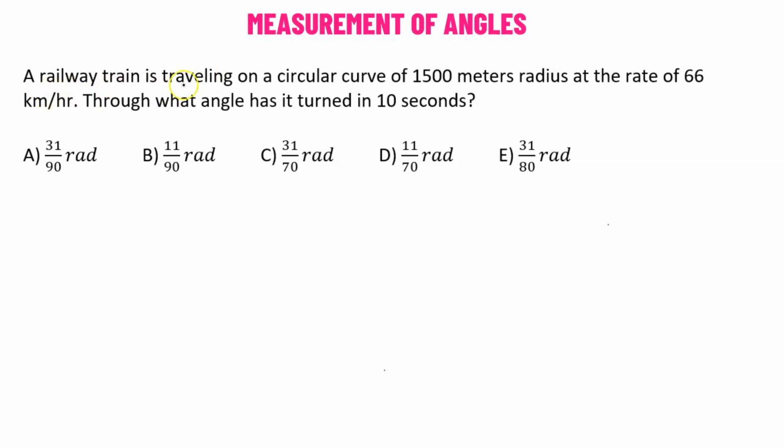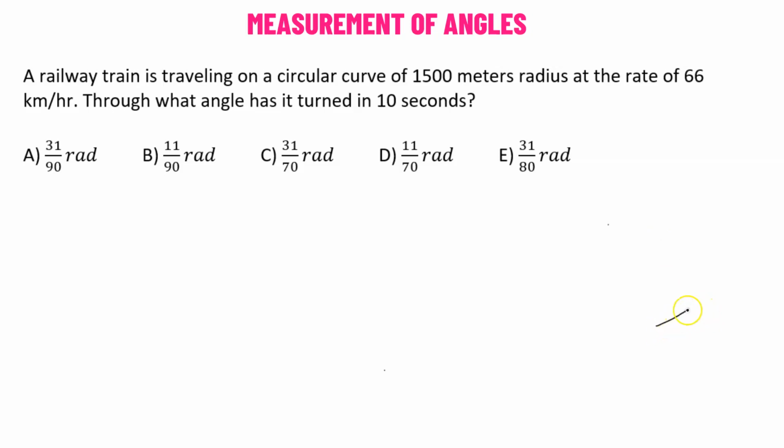So here we have a railway train that is traveling on a circular curve of radius 1500 meters with a speed of around 66 kilometers per hour. Now we have to find out through what angle it has turned in 10 seconds.